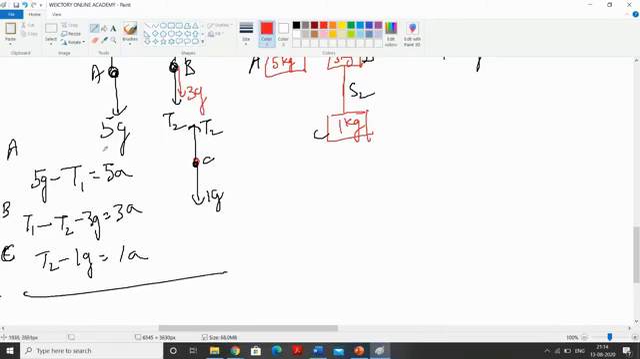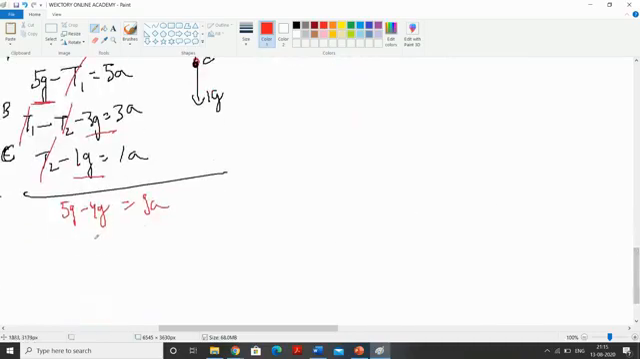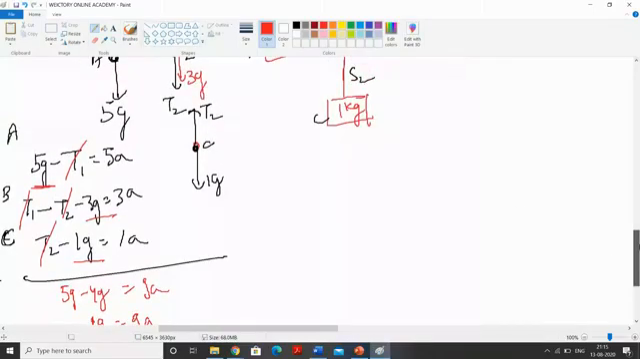If you add all of them, negative T1 and positive T1 get cancelled, negative T2 and positive T2 get cancelled. So finally you'll get 5g minus 3g minus 1g, which will give you 5g minus 4g, equal to the total mass 9a. So that is 1g equals 9a. A is equal to 1g over 9, which is 10 over 9, and you can find the answer 1.11 meter per second square. That's the acceleration, and acceleration is 1.11 in three significant figures.